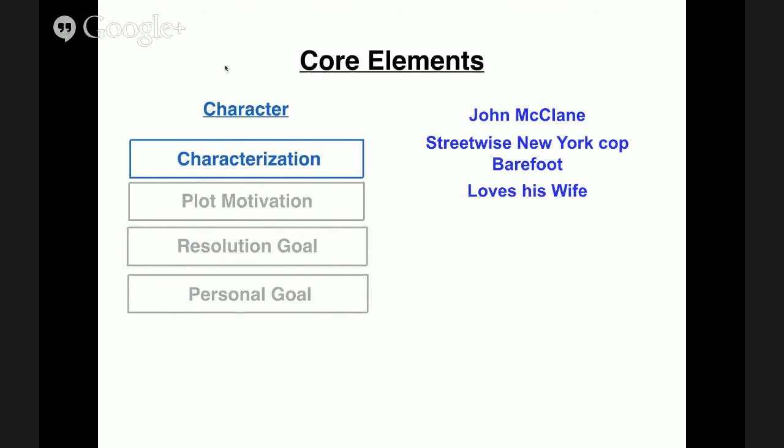Now, the barefoot thing is not a character element of him. It's not like this guy loves to go barefoot, but it's a characterization that is intrinsic and important to the story in the context of this movie. If you like to go skinny dipping in Alaska, that has no relevance to this. It wouldn't end up on this list.